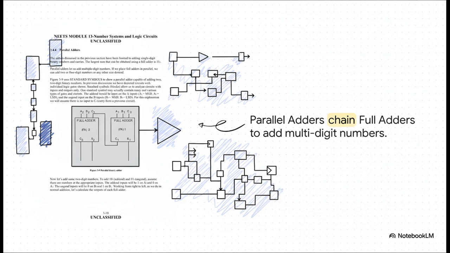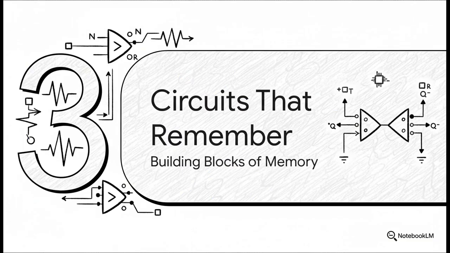When you connect a bunch of full adders in parallel like this, you suddenly have a circuit that can add numbers of any length, not just single bits. This is the core of an arithmetic logic unit, the ALU, which is basically the number-crunching brain inside a computer processor. Okay, next section, circuits that remember.